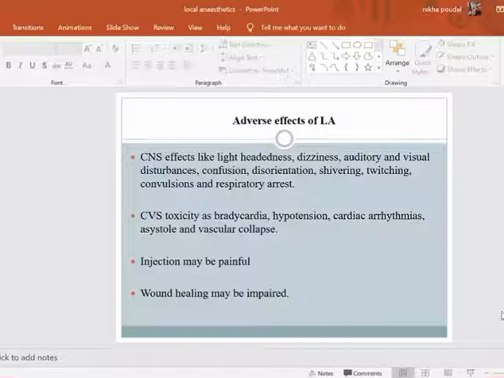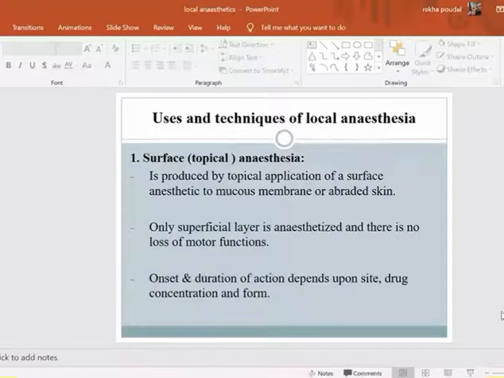Now, uses and techniques of local anesthetics. So, what are the uses? What are the conditions where we can use local anesthetic drugs, and what are the various techniques we apply for having local anesthetic effect? So, number one is surface anesthesia, which is also known as topical anesthesia.